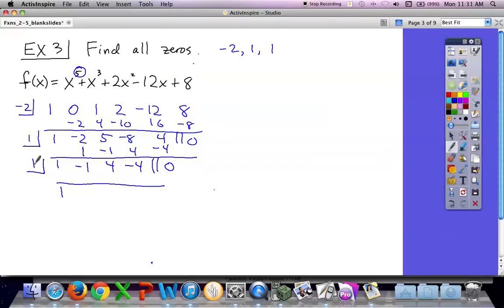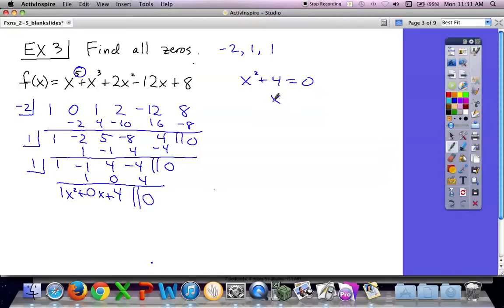Bring down the 1. 1 times 1, 0. 1 times 0, 0. 1 times 4, 4. Remainder is 0. So that confirms that 1 is a 0 twice, because we got remainders of 0 both times. Okay, these are the coefficients of a quadratic. This would be x squared plus 0x plus 4. So for our last two zeros, we have to solve this equation.